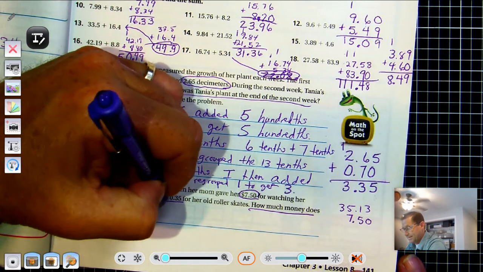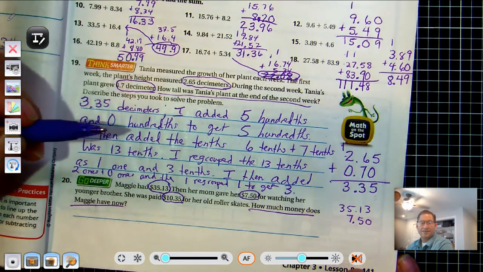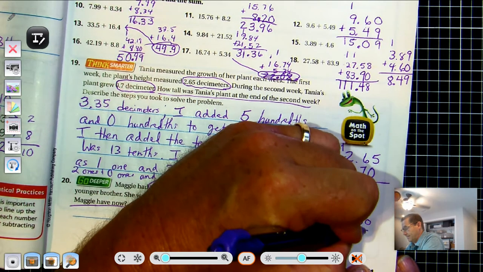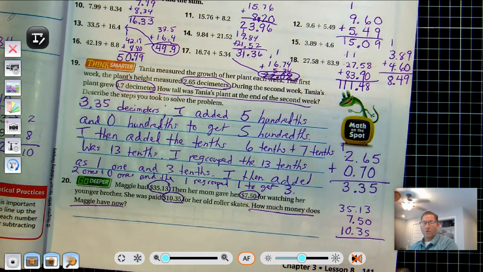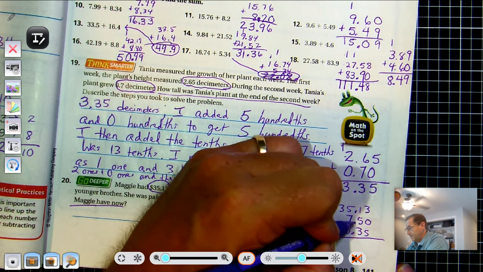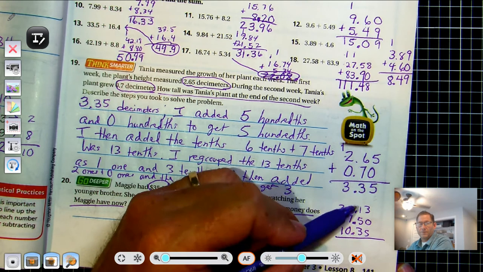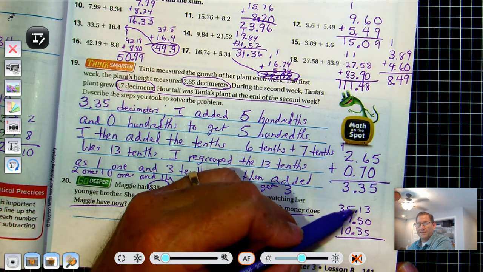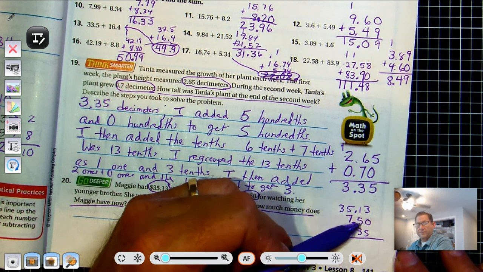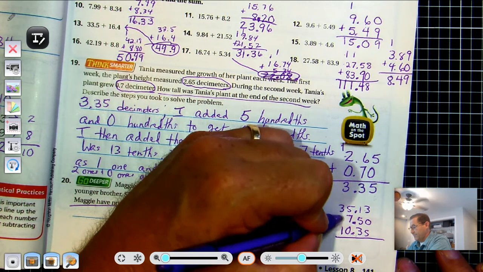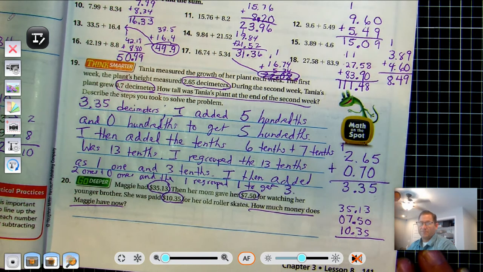And she was paid $10.35 for her roller skates. That's also going to be added. Okay, so we're going to line up all of these values. Okay, so I have all the numbers lined up based on the decimal point. 13 hundredths, 50 hundredths, 35 hundredths. Okay. We really don't need that 0 there, right? We just know that the 7 is in the ones place.